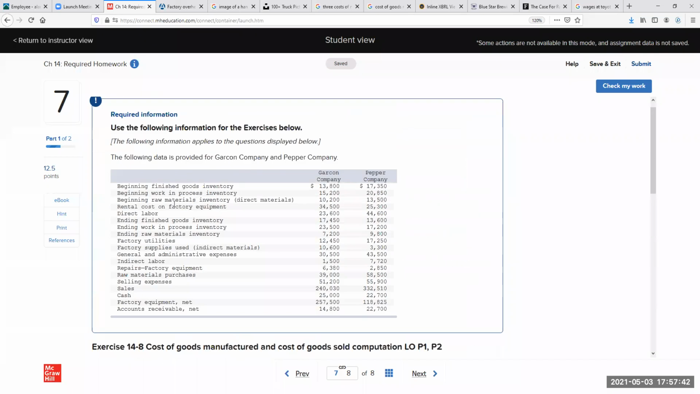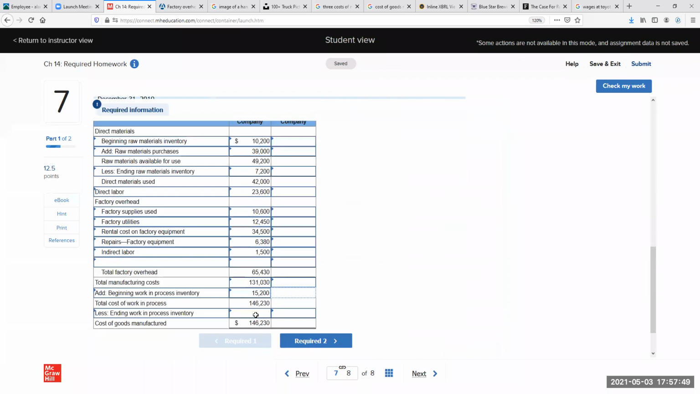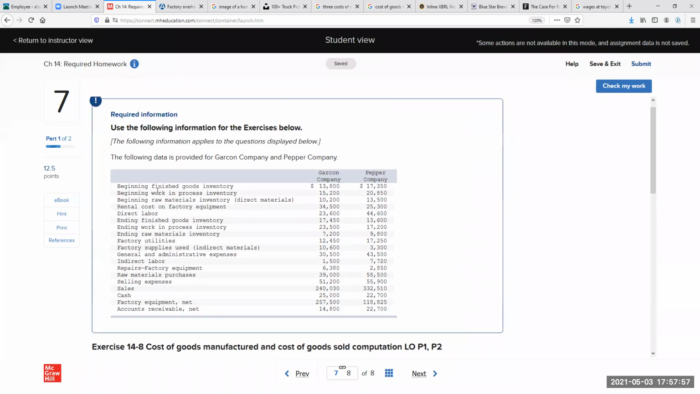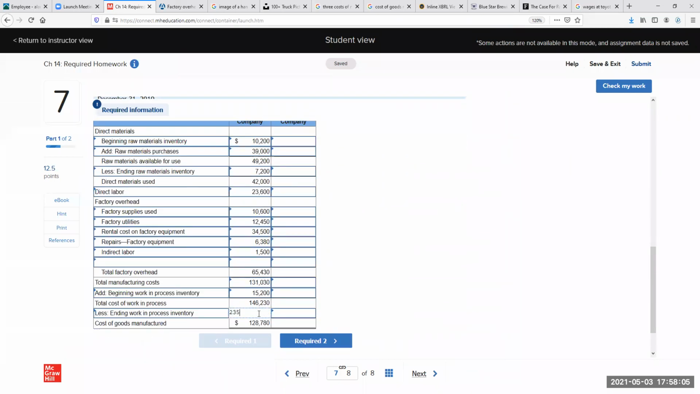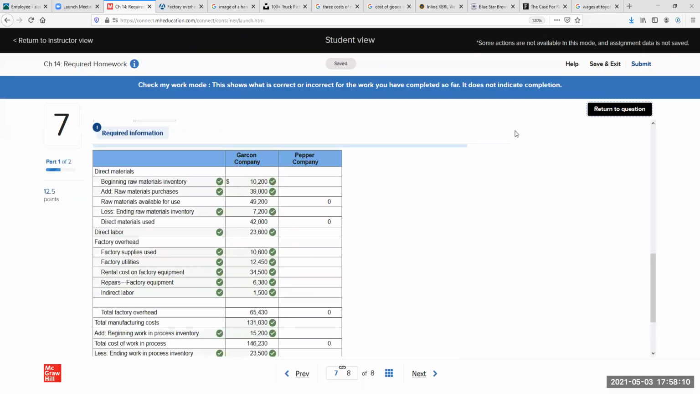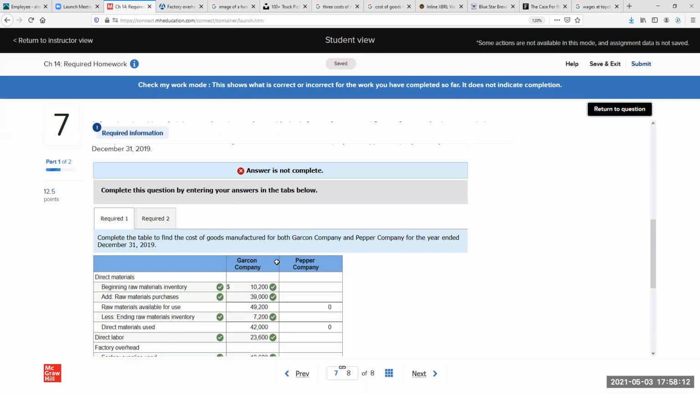Less what you still have left in finished goods at the end. Beginning and ending finished goods, 17,450. So the cost of goods manufactured, I'm sorry, that's not finished goods, work in process. Beginning work in process, 15,200. Ending work in process, 23,500. So let's just check our work, see how we did. Oh, I got lucky.